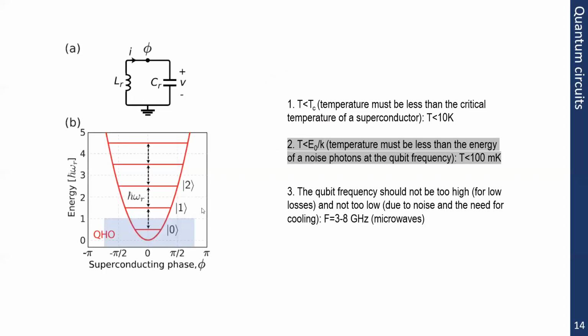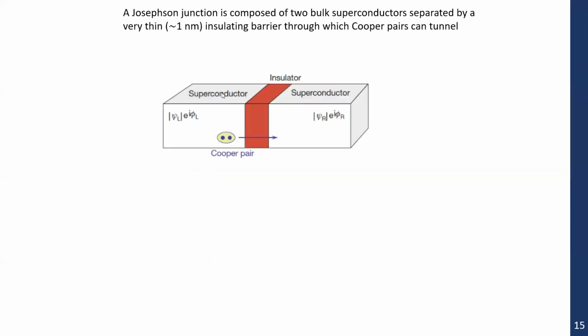But we still have this problem of equidistant states. So how can we make the system unharmonic? How can we bring some unharmonicity to the system? And it's done with a nonlinear element. This nonlinear element is called a Josephson junction.